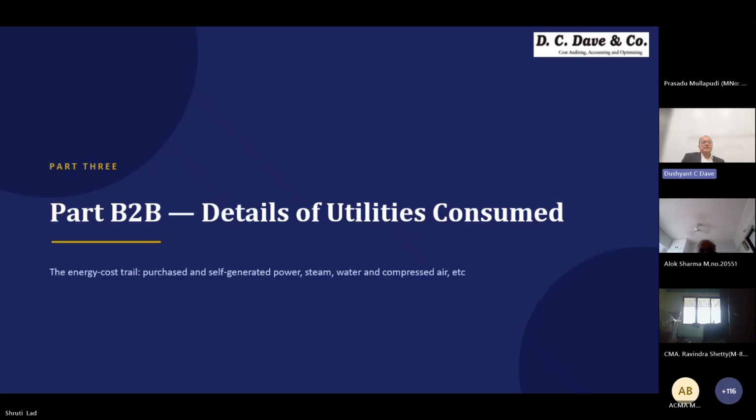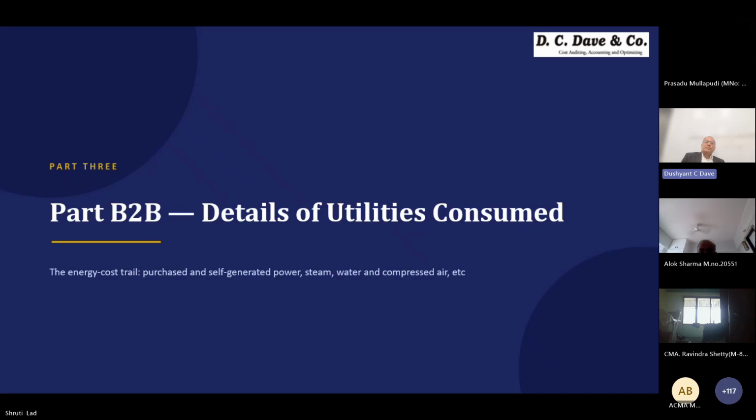So what is utilities? Electricity, steam, water, gas, furnace oil, compressed air, industrial gases. But unlike raw materials, utilities are generally consumed immediately. So we don't talk about inventory of utilities, okay? Yes, if you're having a power plant, you have an inventory of coal, but you don't have an inventory of the steam. It just produces and gets consumed or gets wasted. So therefore, measurement becomes extremely important.